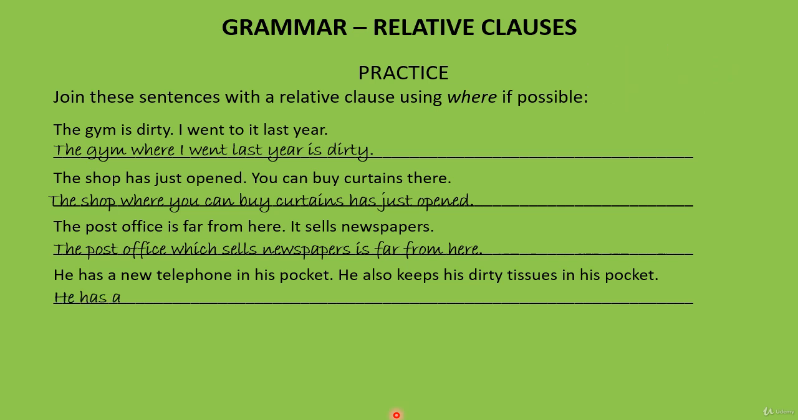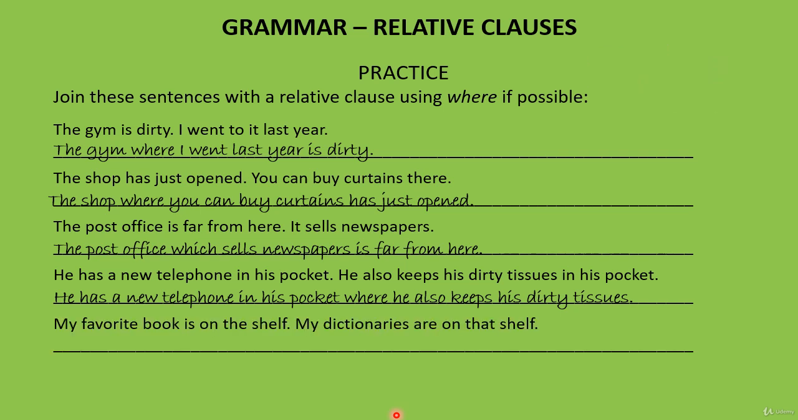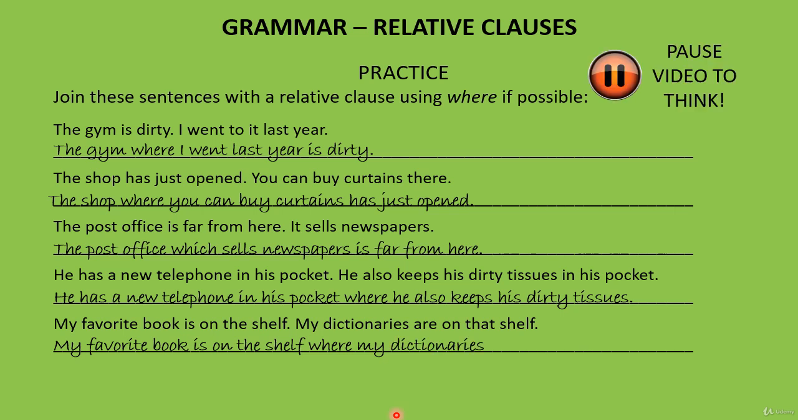He has a new telephone in his pocket where he also keeps his dirty tissues. So where replaces in his pocket from the second sentence. My favourite book is on the shelf where my dictionaries are. Where replaces on that place, on that shelf. And then after where, we have the rest of the second sentence, which is my dictionaries are.